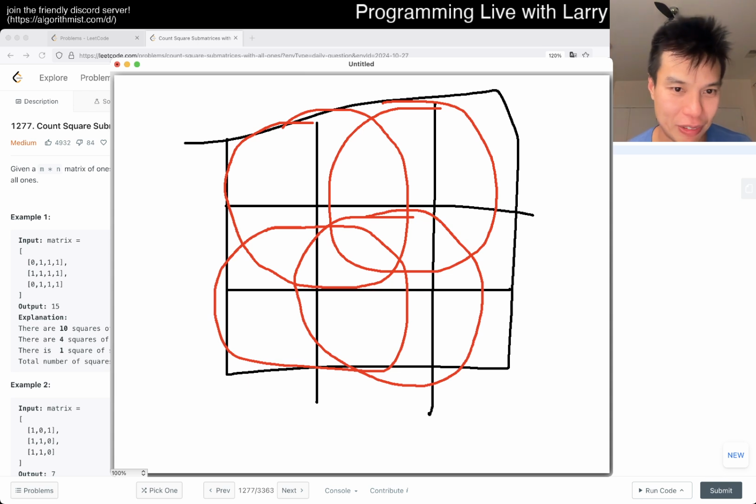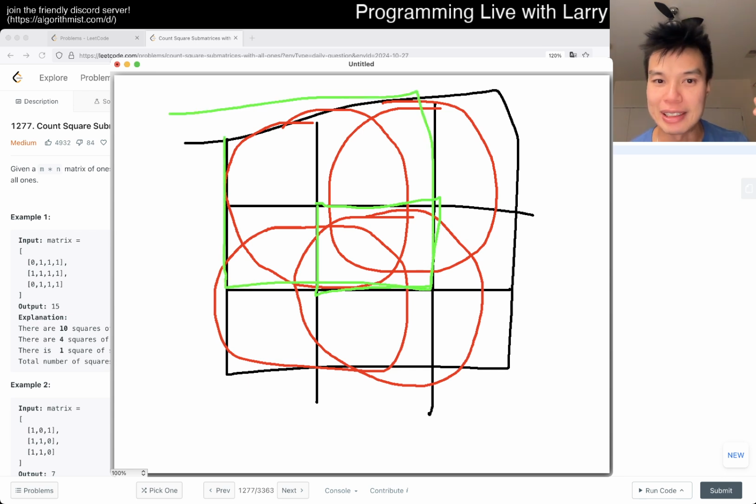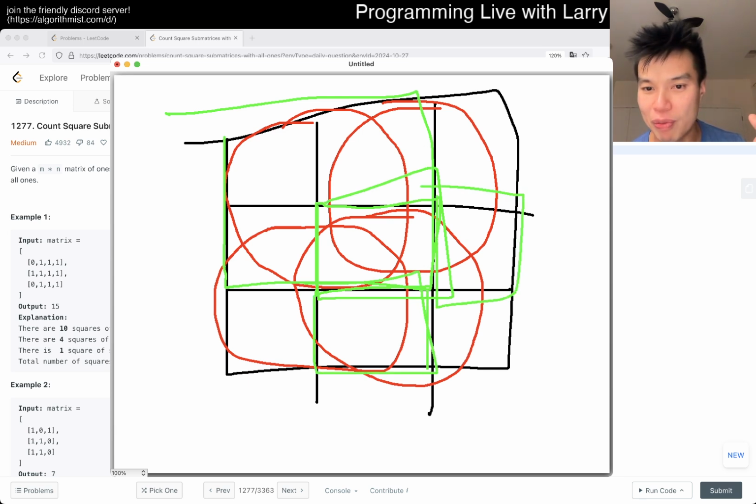Let me change the color real quick. Actually, blue is not very visible. You could say that this square is the lower right of a 2 by 2 that ends here, right? And then now, if you have one of these here, a second one here that's another 2 by 2, a third one here, and a fourth one here, then now you have a 3 by 3.